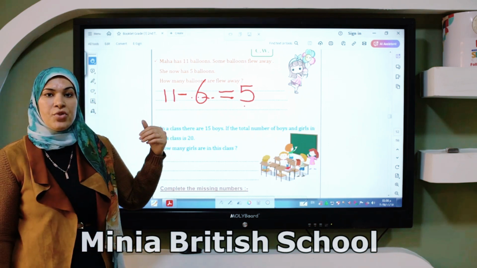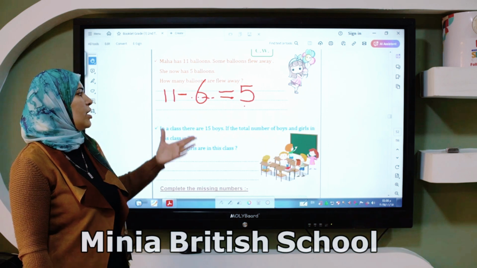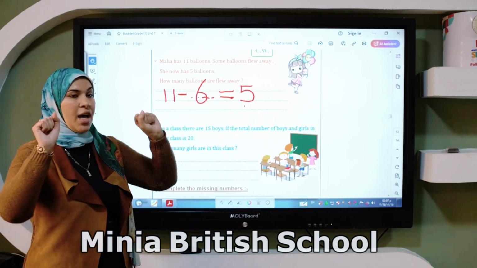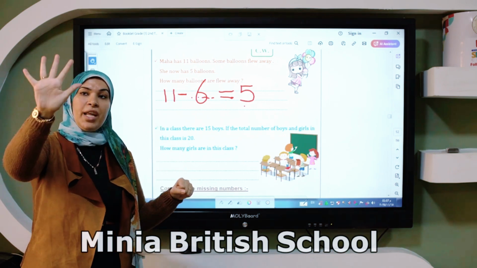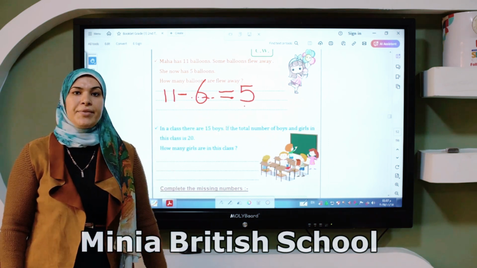Let's make sure that my answer is right. Here 11 minus 6 equals 5. I want to make sure. What can I do? Count after 6 to reach number 11. After 6: 7, 8, 9, 10, 11. How many fingers? 5. The answer here is 5, so your answer is right.